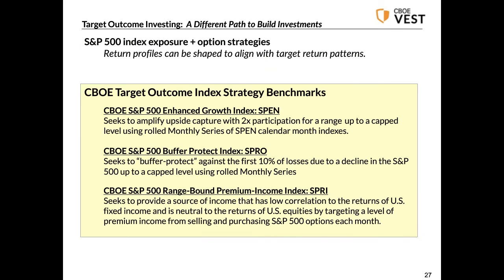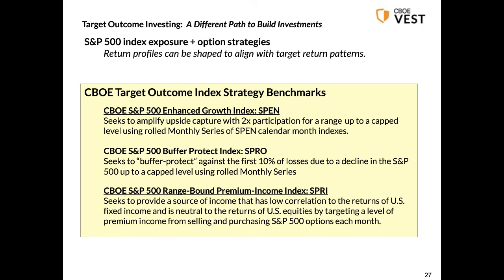So we're going to talk today about three different target outcome index strategies that have been created as CBOE benchmark strategy indexes. They can be applied, as I said, to exchange-traded options on SPY, on IVV, on a range of ETFs. The examples they use are based on S&P 500 index returns. And so we're going to look at some profiles of an enhanced growth, a buffer protect, and a range-bound index that is focused more on income distribution.